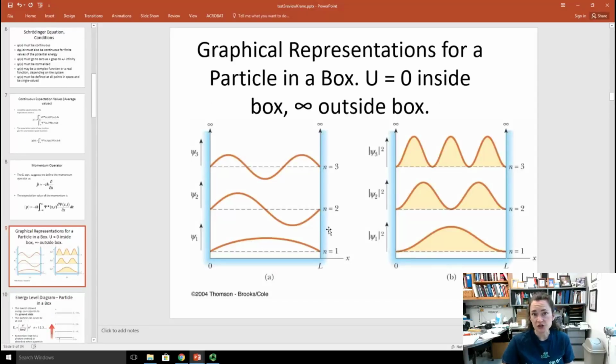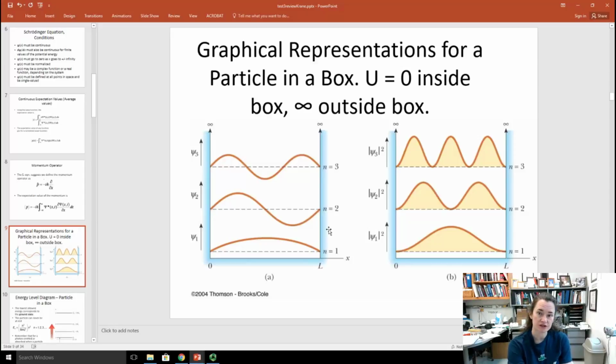The first potential that we solved using the Schrödinger equation was the particle in the infinite square well, sometimes known as the particle in a box. For this potential, the potential energy is equal to 0 inside the well, which we defined as being between the x-coordinate 0 and x equal to L. So U is equal to 0 there. And then U goes to infinity at the boundaries of the well.